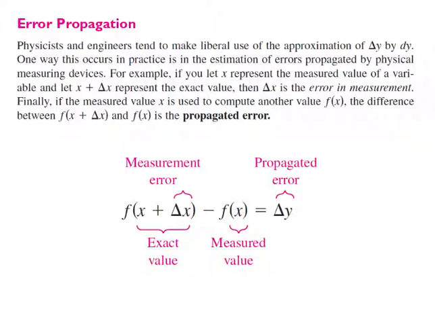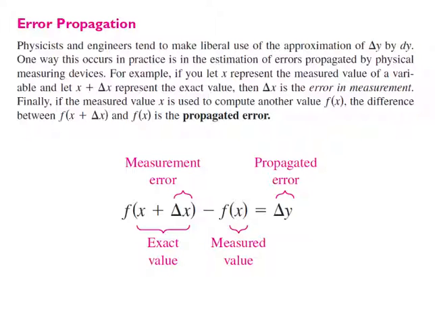And so here's the formula of how to find propagated error. Propagated error is represented with delta y. And that's basically taking the exact value minus the measured value. And that should make sense because you've got what it's supposed to be, its exact value.